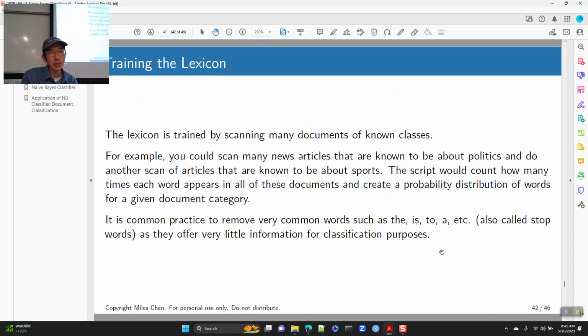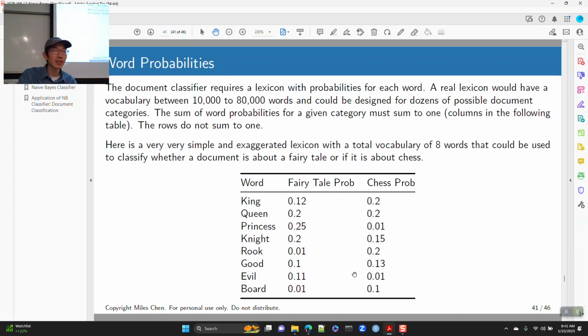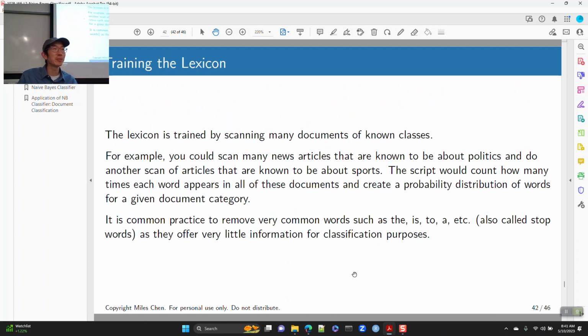how do we classify words? Oh, okay. So this is just a side story about training your lexicon. If you don't have the lexicon to begin with, you would build it up by scanning a whole bunch of documents. You would go through, I don't know, a newspaper's archive or something, and say, okay, these were stories about politics, these were stories about sports, these were stories about entertainment, stories about business, or whatever else it is.